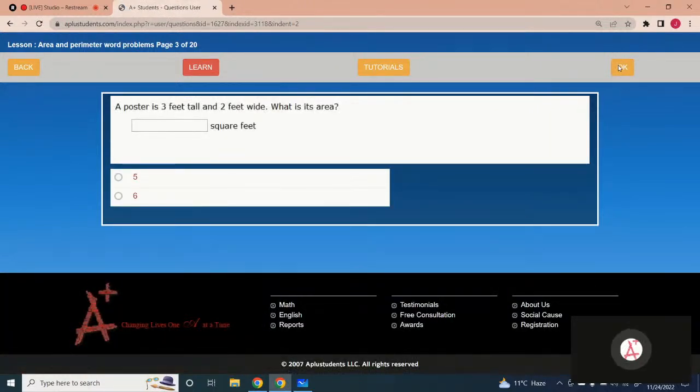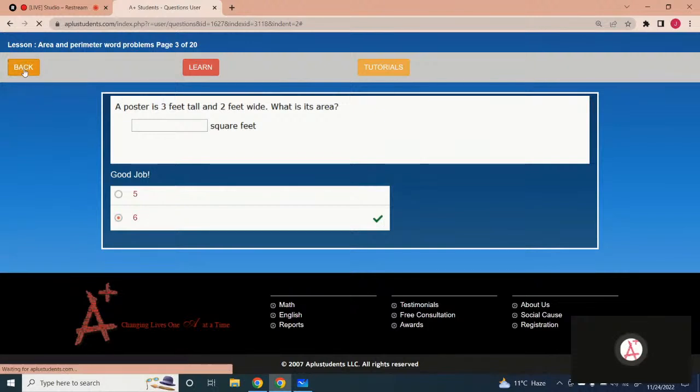A poster is 3 feet tall and 2 feet wide. What is its area? That means it's a rectangular shape. The area of a rectangular shape is length times width. It would be 3 times 2, which is 6. Got it? You can complete the test by yourself later today.